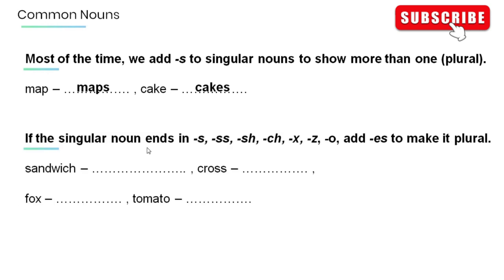And if the singular form ends in S, SS, SH, CH, X, Z, or O, add ES to make it plural. More than one. The word sandwich? Sandwiches. Cross? Crosses. Fox. Foxes. Tomato. Tomatoes.